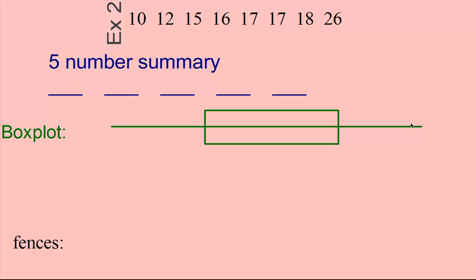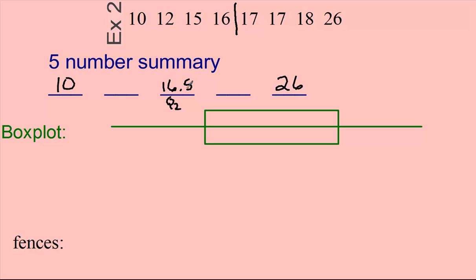So let's try another example. If I find my 5-number summary, my lowest number here is 10 and my highest number is 26. Then I need to count the data: 1, 2, 3, 4, 5, 6, 7, 8 pieces of information, so the median, or Q2, will be right in the middle between 16 and 17. So Q2, the median, would be 16.5.